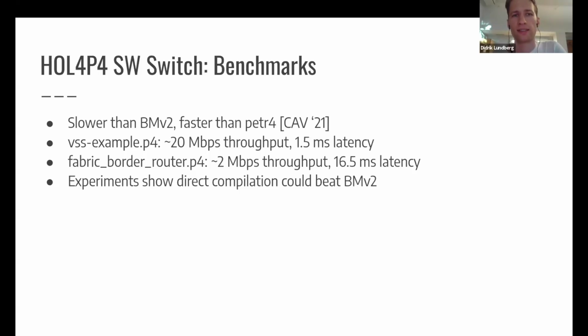So the VSS example, ported as an example of the performance to the V1 model, has about 20 megabit per second throughput and a latency of just above 1 millisecond. And the Google Fabric Border Router program has a 2 megabit per second throughput and 16 millisecond latency. Of course, this is just presenting one of the paths through the program.